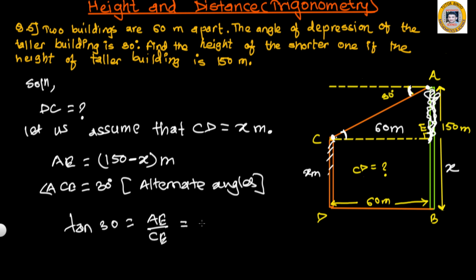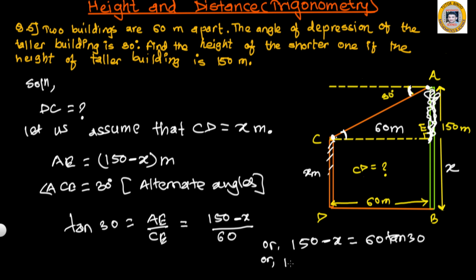The perpendicular is 150 minus X, whereas CE is 60 meter. Now if I cross multiply, I will get 150 minus X equals 60 tan 30, or 150 minus X equals 60 tan 30, which is 34.64. Let me finish it over here.